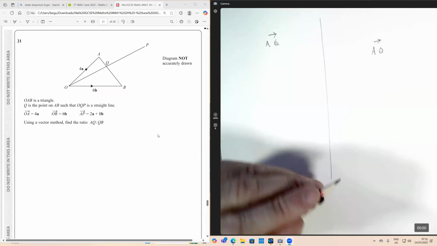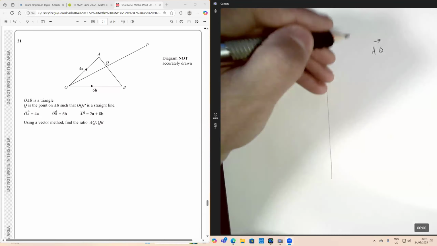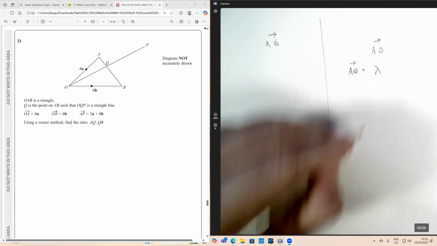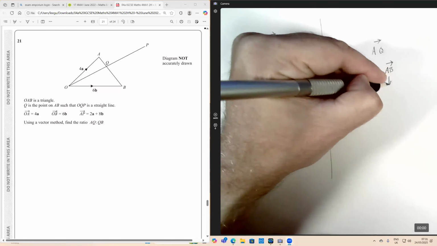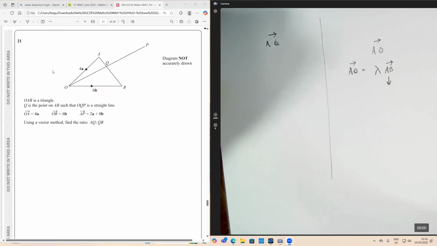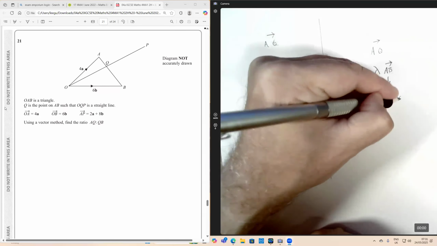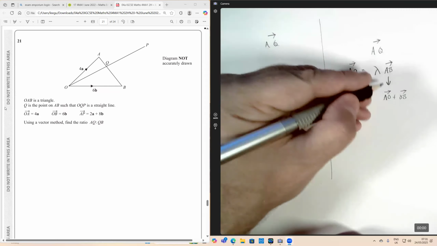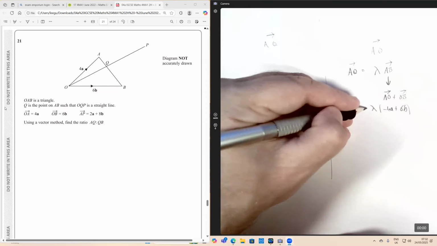So first of all, let's have a look at my first route. My first route I'm going to say is just to go from A to Q directly. So A to Q directly there is going to be some fraction lambda, which I don't know what it is, of A to B. So then I look at my diagram, I say, okay, then what is A to B? And A to B is going to be A to O plus O to B. Okay, so that is going to be minus 4A add 6B. So I've got lambda times that.